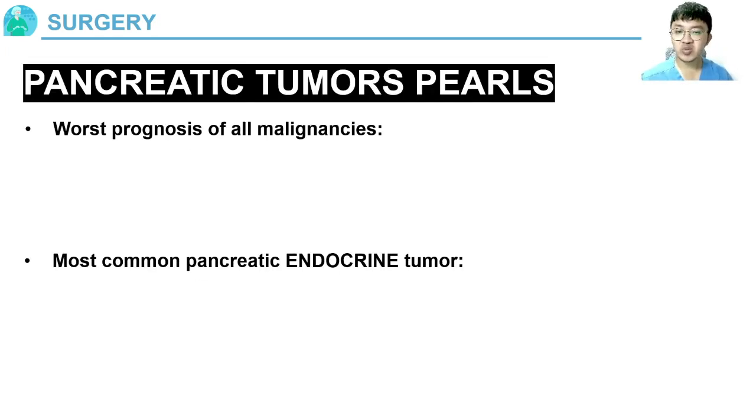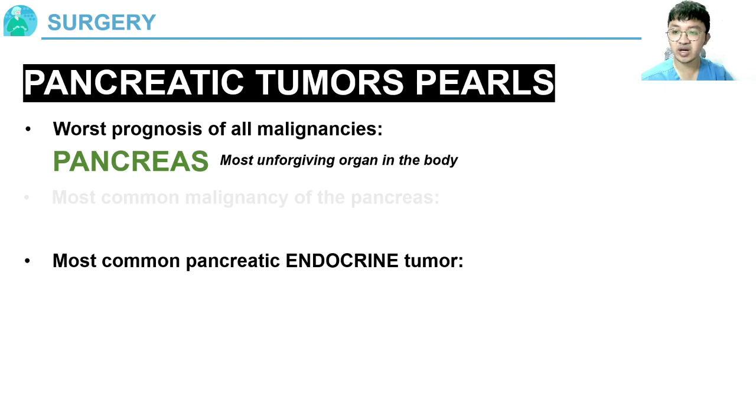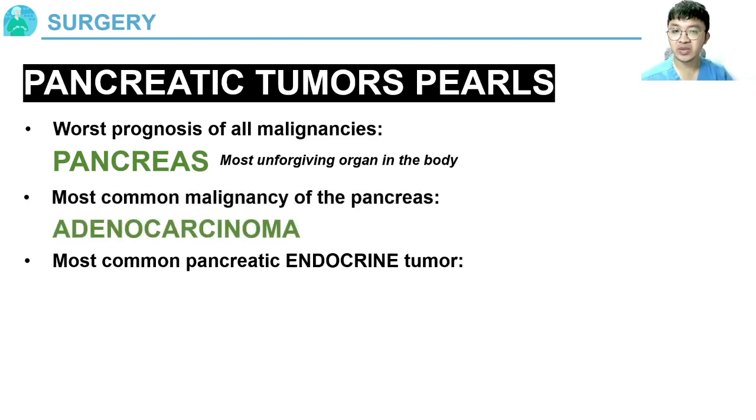Next, for the pancreatic tumor pearls: it has the worst prognosis of all malignancies. It's your pancreas, the most unforgiving organ in the body. The most common malignancy of the pancreas is adenocarcinoma. Adenocarcinoma is actually an exocrine tumor. It affects the glands which produce the secretions produced by the pancreas, right? But overall, the most common is still adenocarcinoma, whether exocrine or not.